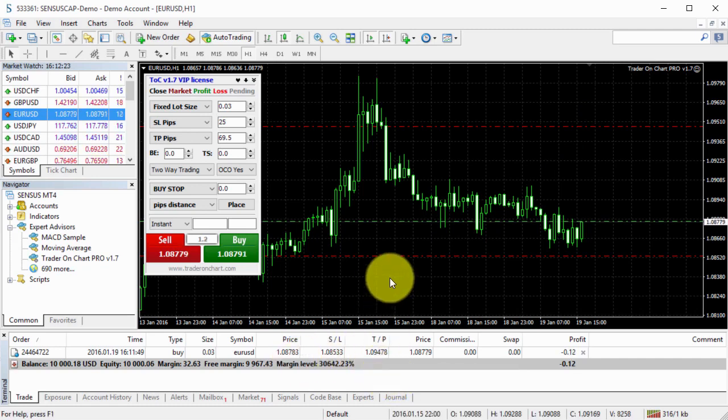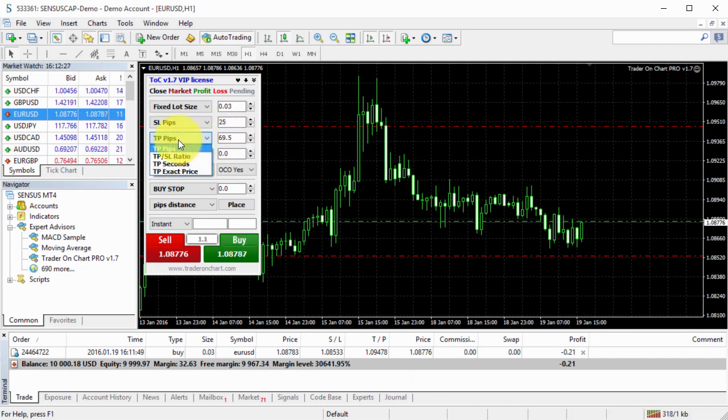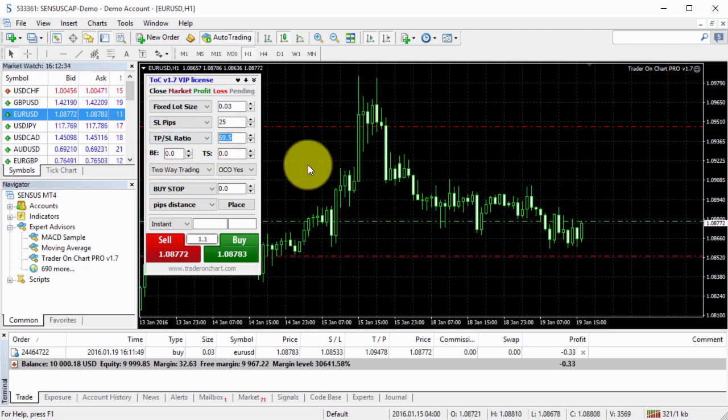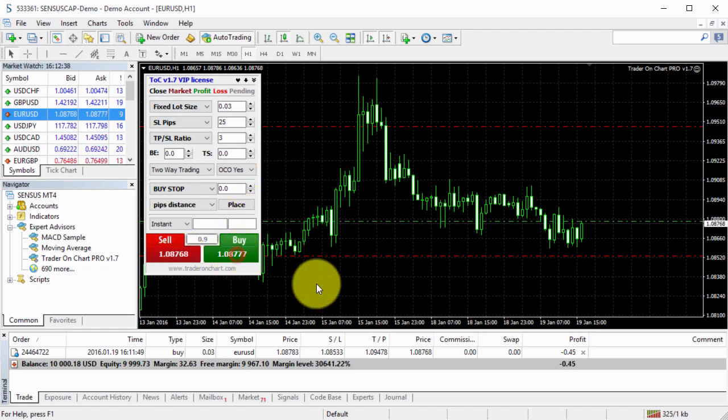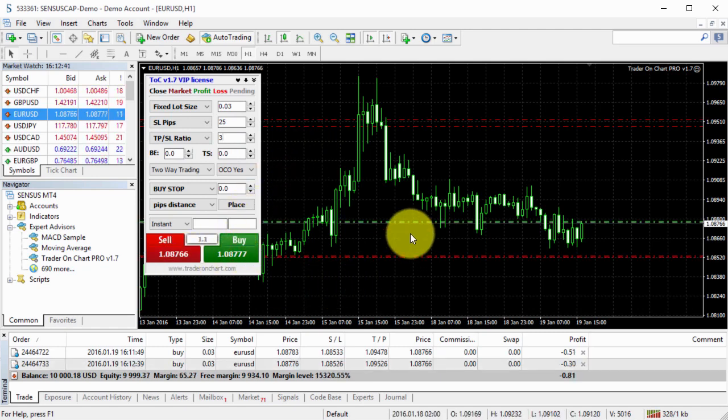So again, let's try another setting. Let's say we want a take profit in ratio with the stop loss. So let's set it, for example, to 3. Now when I click the buy button, it will open another buy trade, but this time it will use the same stop loss of 25, but the take profit will be 3 times bigger than the stop loss.